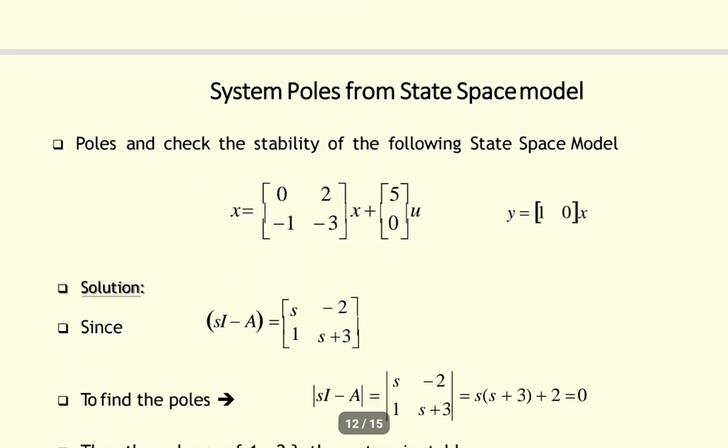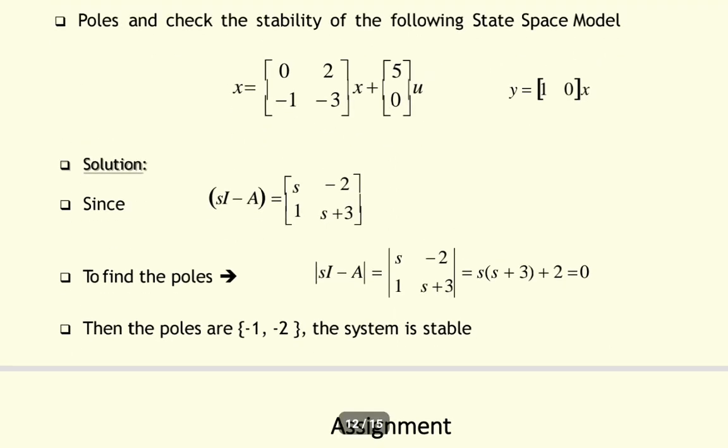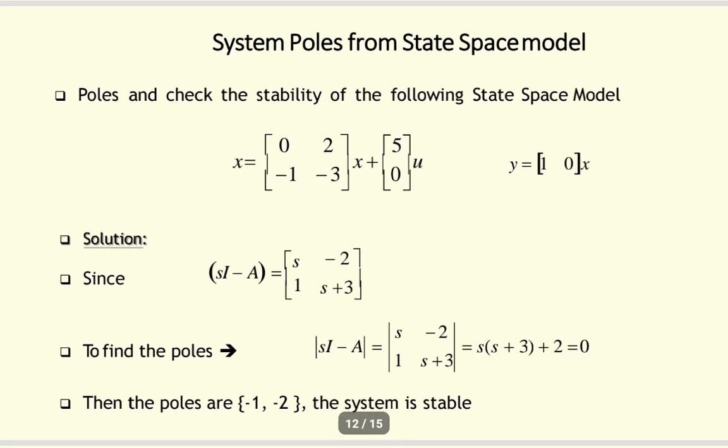Okay, now system poles from the state space model. Find the poles and check the stability of the following state space model. We are given x dot = [0 2; -1 -3] x + [5 0] u, and y = [1 0] x. The solution: sI - A is [s -2; 1 s+3]. The poles are found by setting the determinant equal to 0, which gives poles at -1 and -2. The system is stable because the poles are in the left half plane.